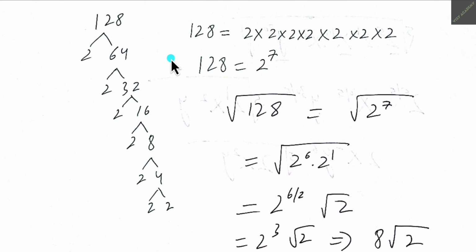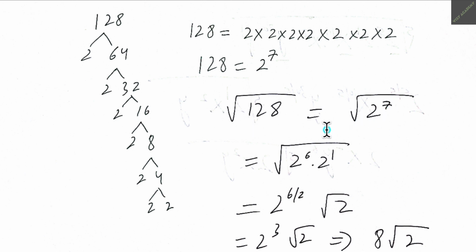So 128 can be written in the expanded form as 2 times 2 times 2 times 2 times 2 times 2 times 2. But say if there were 52's, we would write it in the power form, which is 2 to the power of 7. So square root of 128 will be square root of 2 to the power of 7.